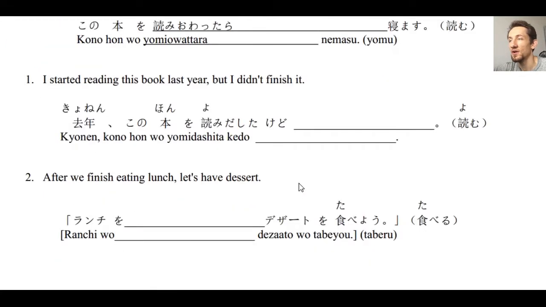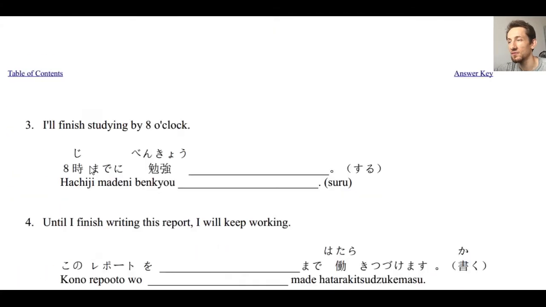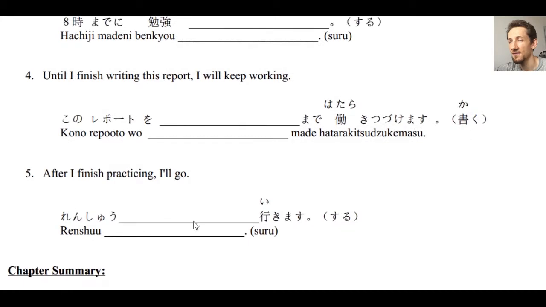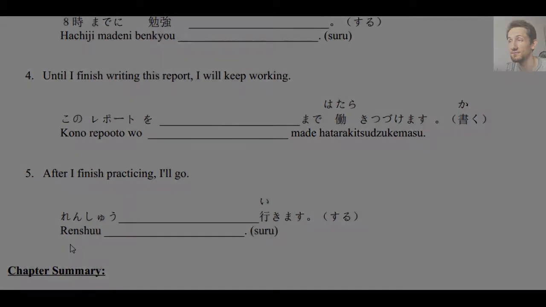So here we have numbers 1 and 2. Use the English as a guide to conjugate the verb correctly. Conjugate owaru correctly. Number 1 and 2, 3 and 4. Pause the video here, or go to my homepage and download this PDF. And the last one, number 5, pause the video. And now let's check our answers.